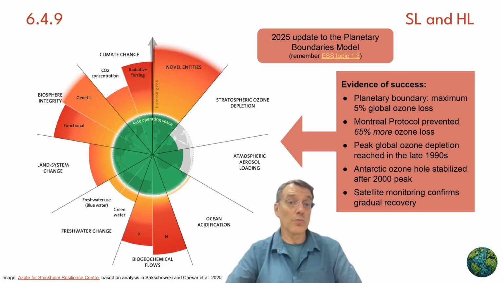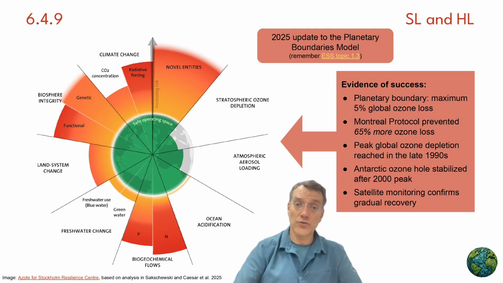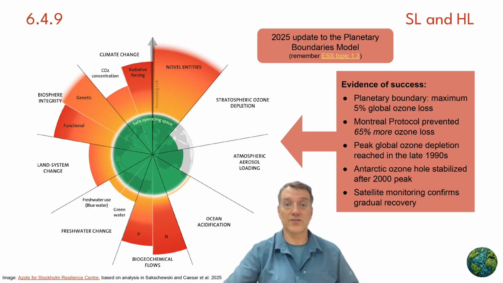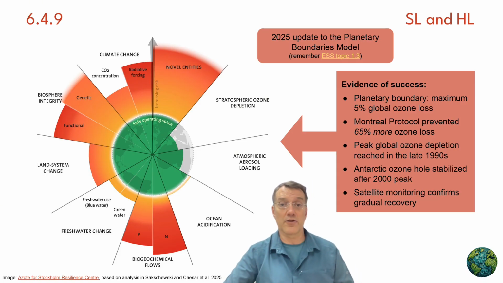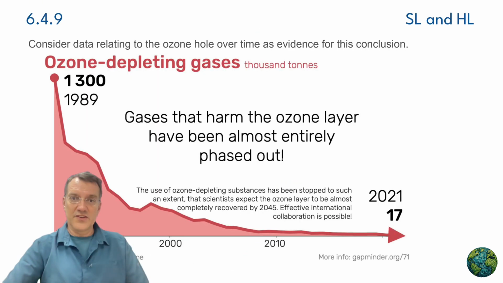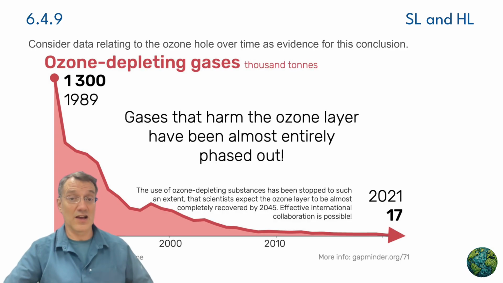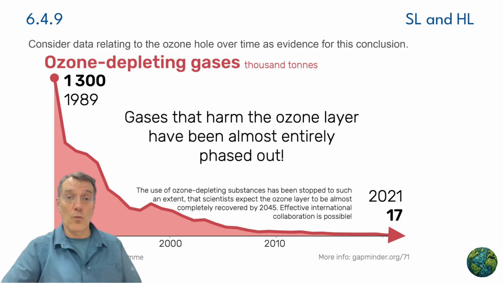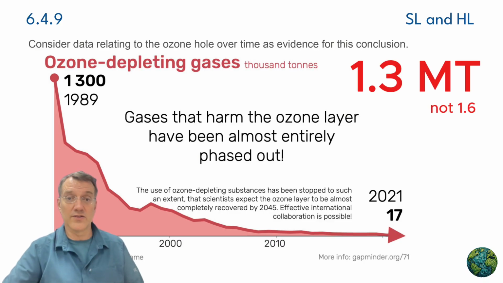So, peak global ozone depletion was reached in the late 90s, and the Antarctic ozone hole stabilized after peaking, being its largest in the year 2000. Satellite monitoring confirms that gradual recovery is now occurring. This graph provides concrete evidence of the Montreal Protocol's success. It shows annual global emissions of ozone depleting substances that are measured in thousands of tons. In 1989, emissions peaked at about 1.6 million tons.